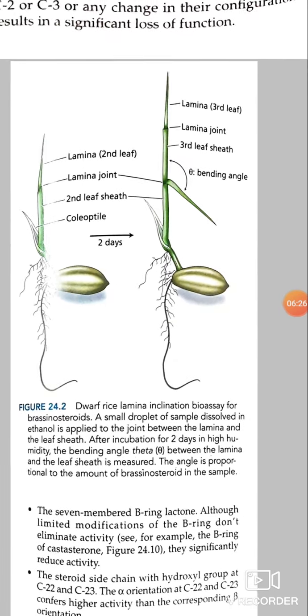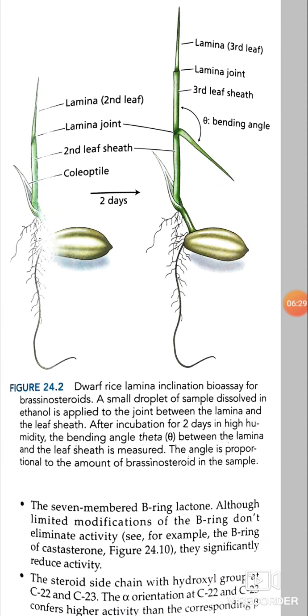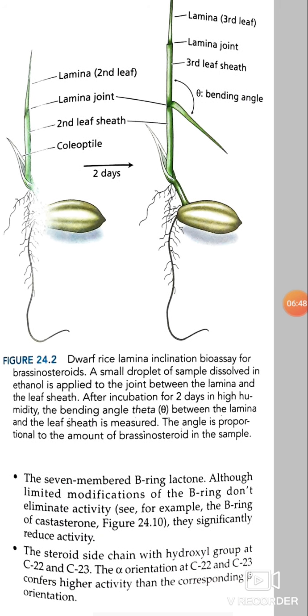Next is the 7-membered B ring lactone. Although limited modifications of the B ring don't eliminate activity, they significantly reduce activity. Then the steroid side chain with hydroxyl groups at C22 and C23. The alpha orientation at C22 and C23 confers higher activity than the corresponding beta orientation.